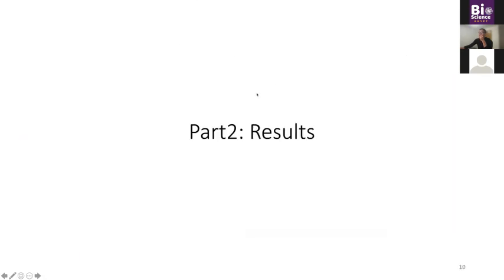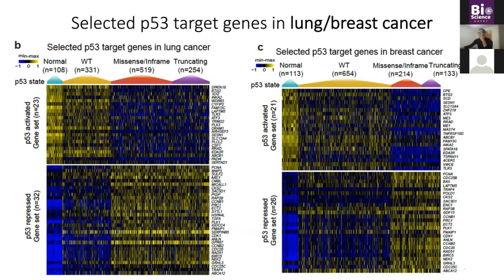So, results. These two results, as I said, I only show the lung cancer and breast cancer. They are the same type of data. So I focus on the left, which is the lung cancer. In lung cancer, for example, we identify 23 genes that are activated by P53 here. We also identify 32 genes that are repressed by P53. So after we divide all the lung cancer patients into these 4 groups: normal, wild type, missense or in-frame mutation, and truncating mutation, you can see the P53 target gene expression levels are different.